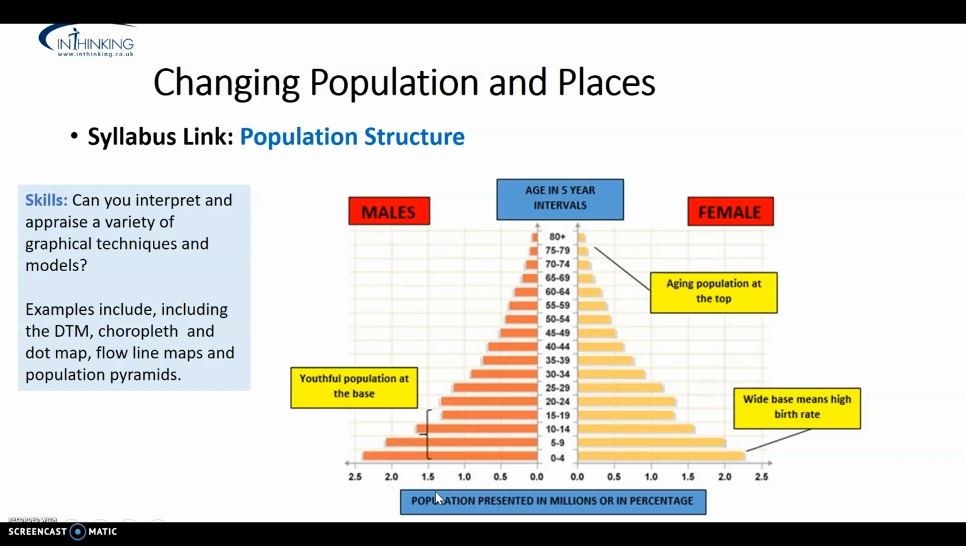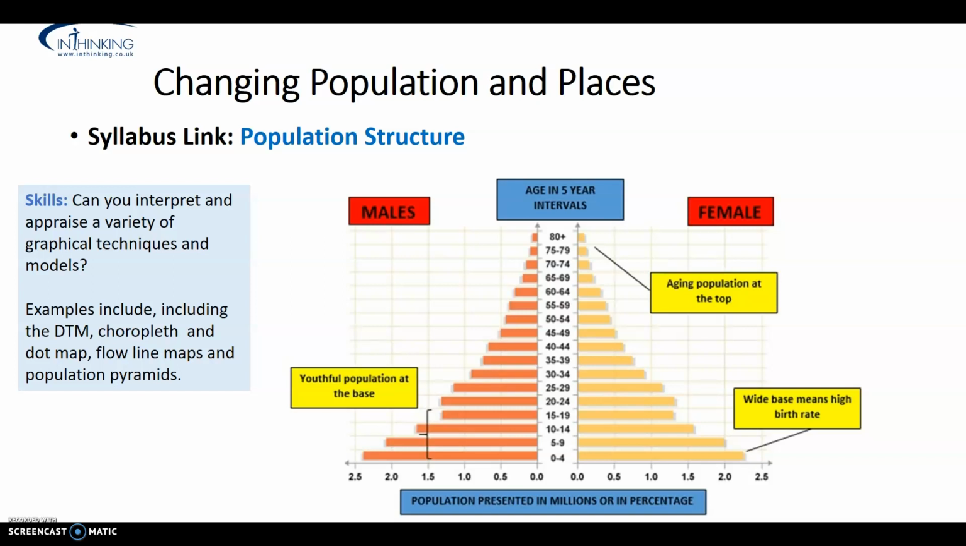Another way of presenting population changes is through the population pyramid. So, how do we interpret this? I think it's always good to start generically and describe the shape of the pyramid. This is definitely pyramid form, but a more developed economy has a column shape. This is a developing country.